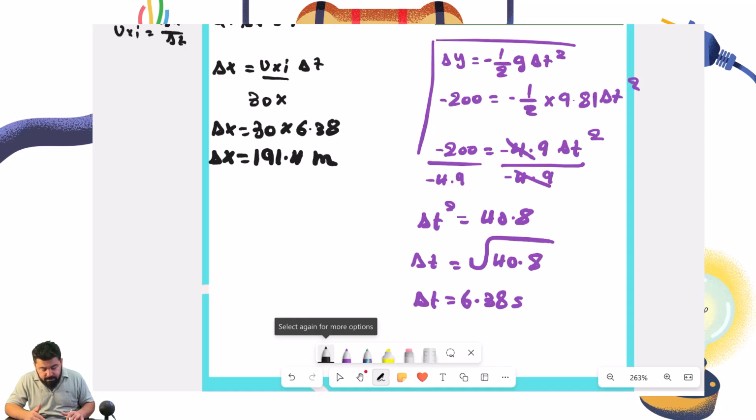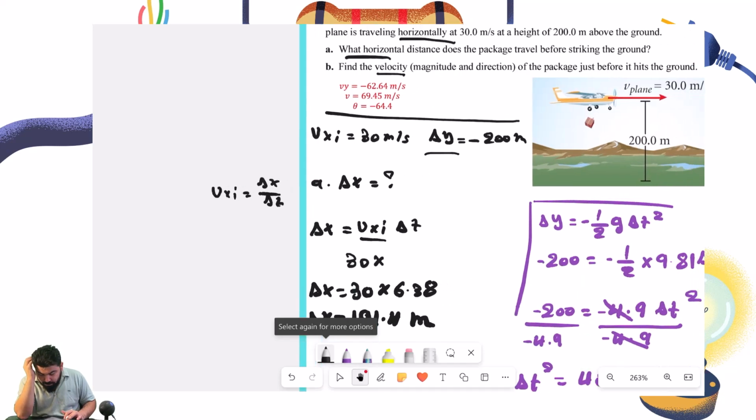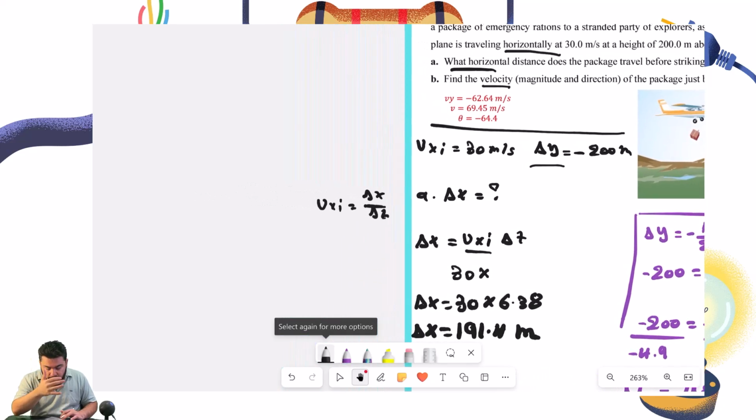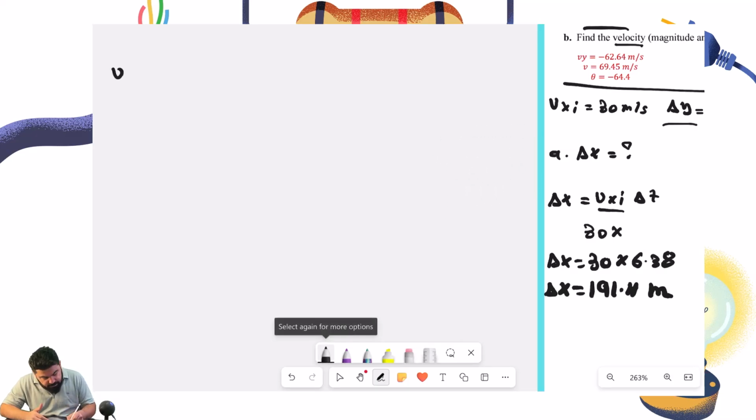Question B says find the velocity, magnitude and direction of the package just before it lands. Okay, so I have Vx initial, but it doesn't benefit me here because I need to find both components. Now how can I find this? Be careful. Vy initial, guys, is equal to 0. Be careful. I need to find Vy final.